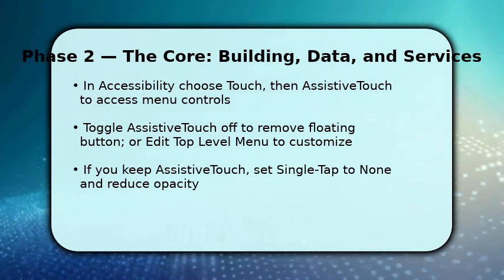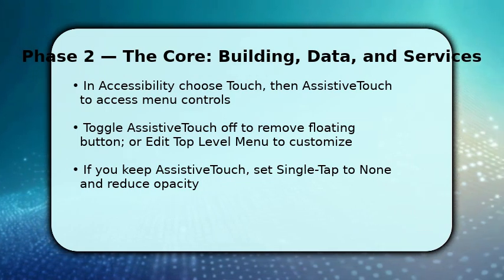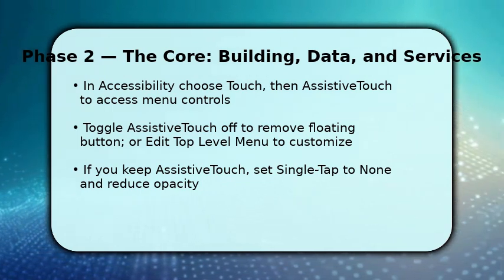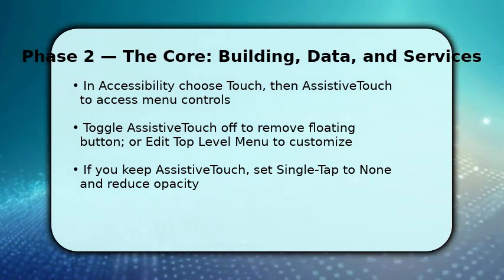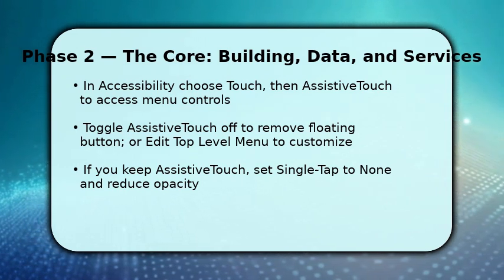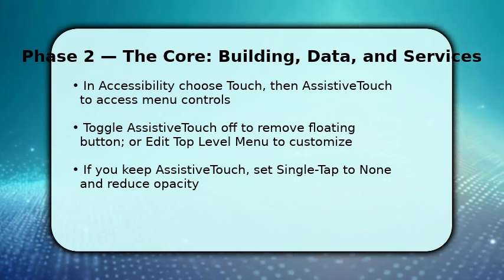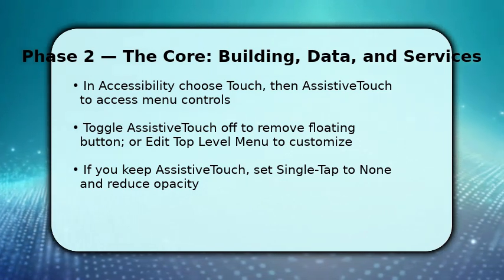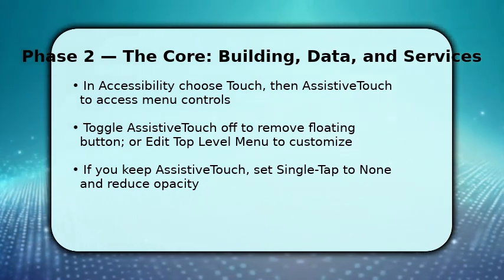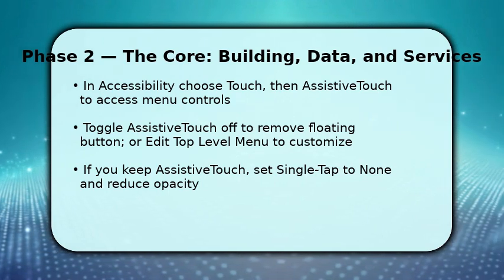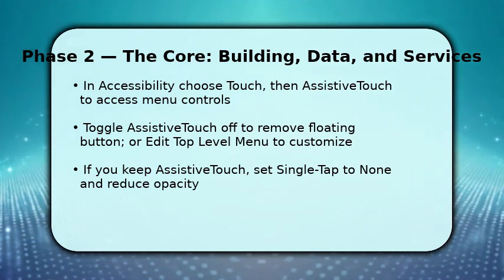If you prefer to keep Assistive Touch for gestures, edit the top-level menu and set functions to none or replace with a less intrusive action, and reduce the idle opacity so the button fades. Do this because it maintains functionality while minimizing visual clutter. Meanwhile, remember any custom gestures remain accessible via hardware buttons if configured.